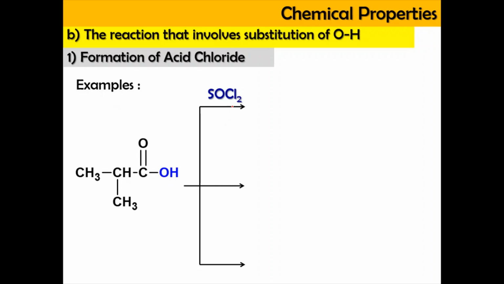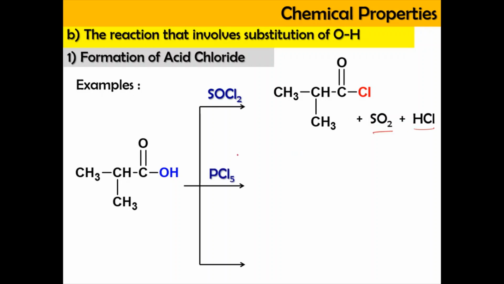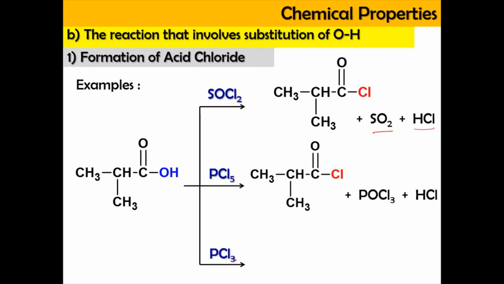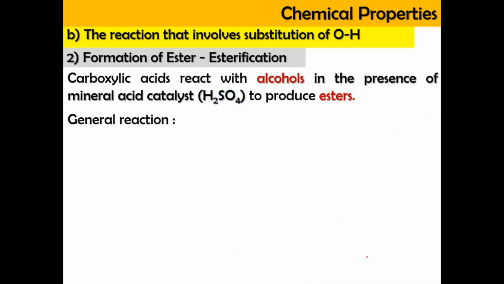Okay, so now let us look into the specific example here. Let's say you have SOCl2, then your OH is going to be changed into Cl, and your byproduct is going to be sulfur dioxide and HCl. The same goes for PCl5. You change it with Cl, and your byproduct here is going to be POCl3 plus HCl. And if you're using PCl3, the same thing, but your byproduct is going to be H3PO3.